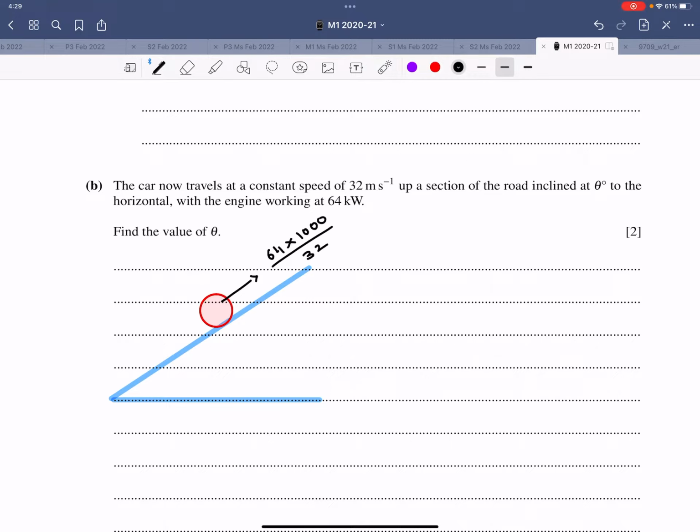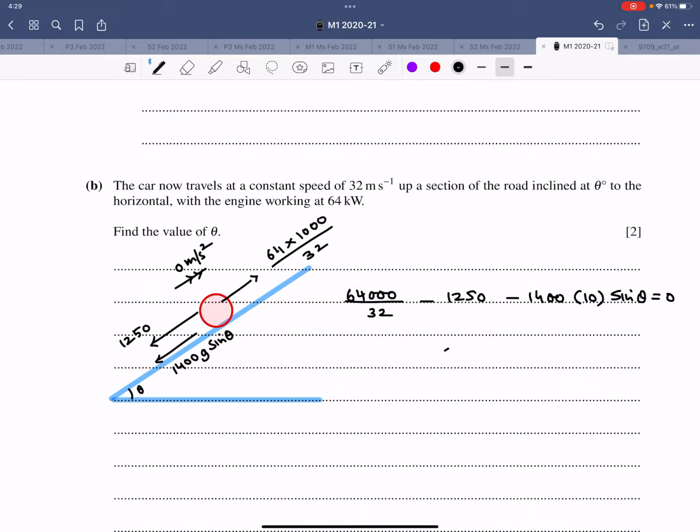You have the same resistive force as before because it's unchanged, that's 1250 Newton. And you also have the weight component, so that is theta, and this is 1400 into g into sine of theta, and it's constant velocity, therefore acceleration is 0 meter per second square. It's going up. So therefore 64,000 divided by 32 minus 1250 minus 1400 into 10 into sine theta equals 0. Make sine theta the subject. Hence you will find the value of theta.